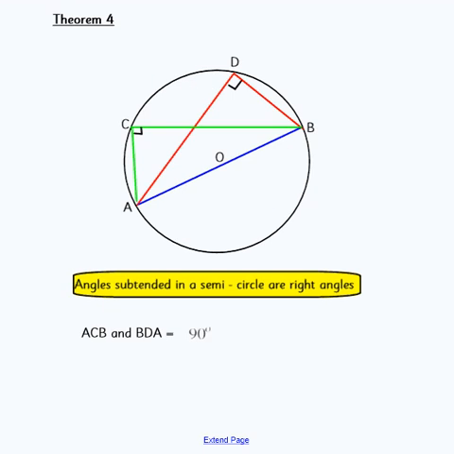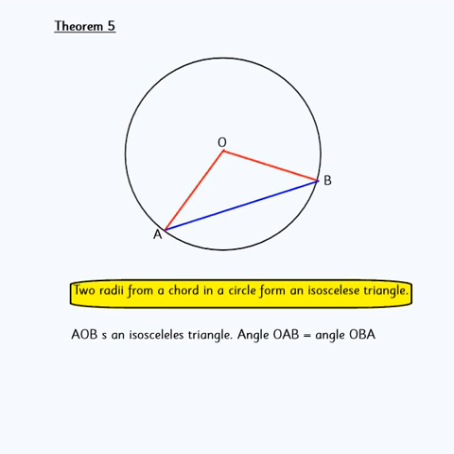Theorem 4, angles subtended in a semicircle are right angles. That's from the diameter. Again, you can copy that. Shift Win key S. Theorem 5, 2 radii from a chord in a circle form an isosceles triangle.